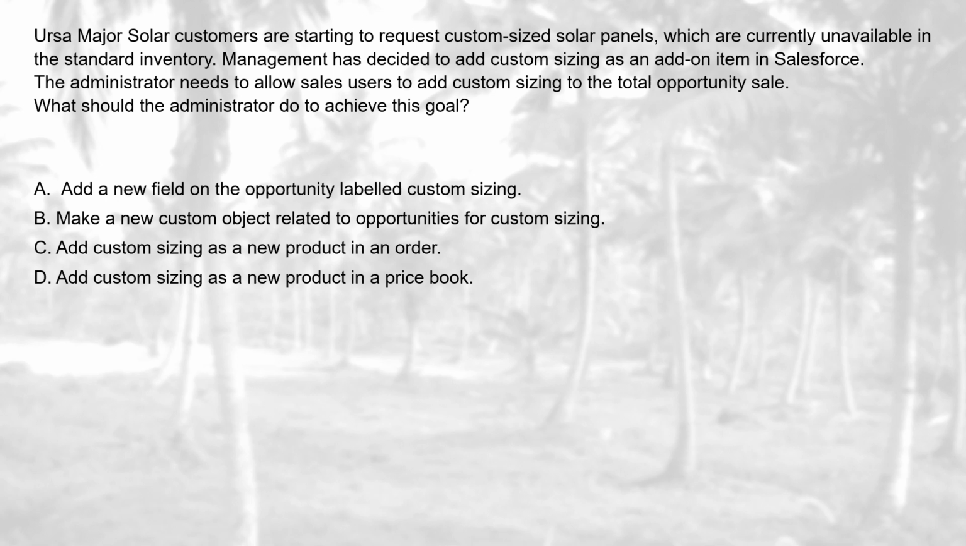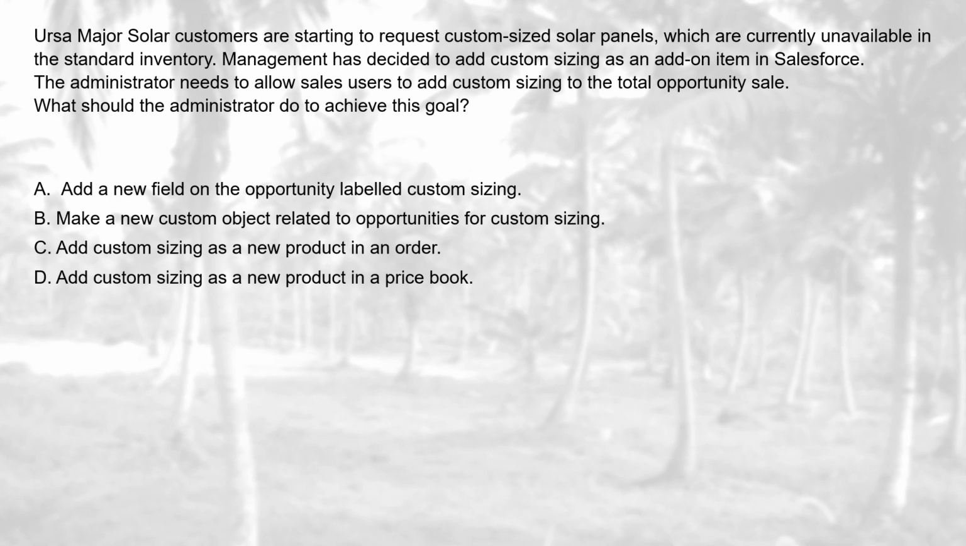B, make a new custom object related to opportunities for custom sizing. Why would anyone do that? That doesn't make any sense. That is a bad answer. C, add custom sizing as a new product in the order. So that sounds so good, right? Like, yeah, I would add a special field for a new product in the order.